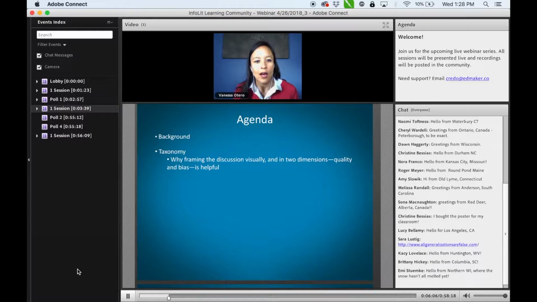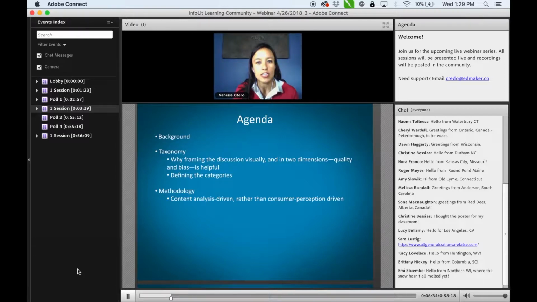So, back to the 2 dimensions, quality and bias. We'll talk about defining the categories, what really makes up that horizontal and that vertical taxonomy. Then we'll go through the methodology, how I came up with these rankings for actually putting these sources on the places on the chart where they landed.